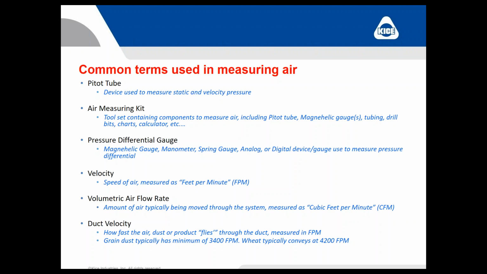Those magnehelic gauges are basically pressure differential gauges. Usually there's a 0 to 3 inch for measuring velocity pressure, and in a typical system maybe you need 0 to 20 inches for a dust control system. For a high static system you might want to get one that goes to 100 inches or 50 inches of water column. So those are different devices that are used to measure pressure differential.